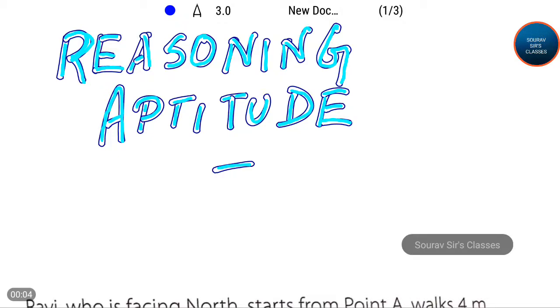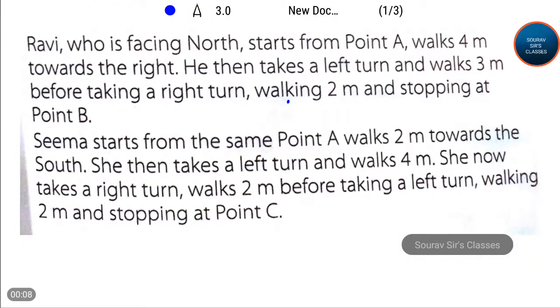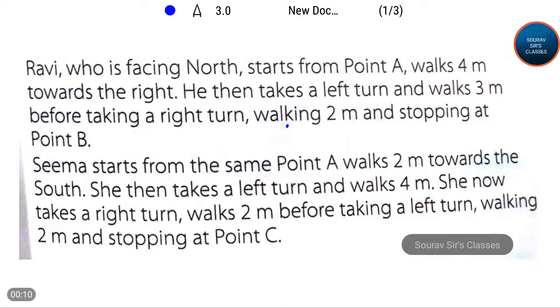Today our topic is reasoning aptitude, and here a passage is given, with some information. We have to read it and then solve some questions. So at first, let's read the passage very carefully.